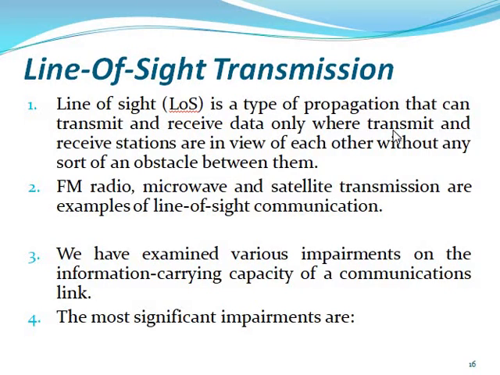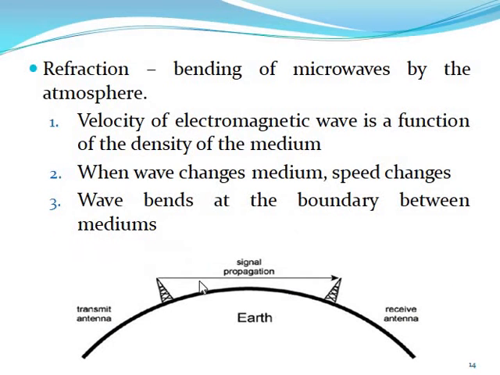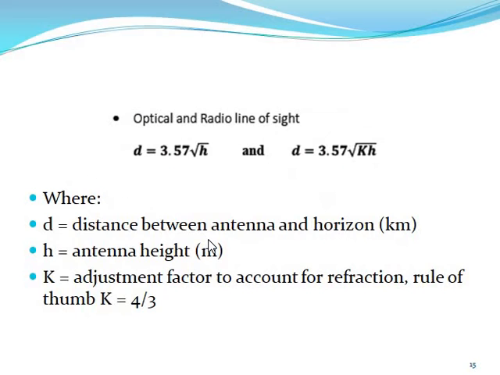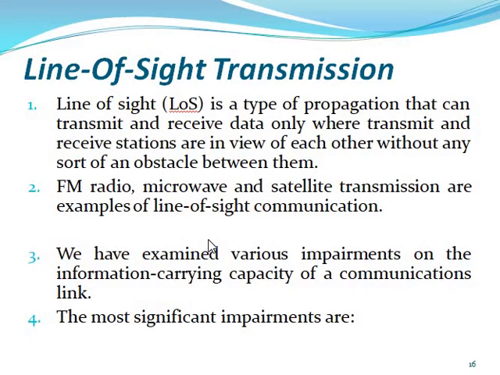only, where the transmitting and receiving stations are in view of each other without any sort of obstacles between them. So if no interaction occurs, you can show that no interaction or any signal is destroyed in the line of sight. FM radio, microwave and satellite transmission are examples of line of sight communication.